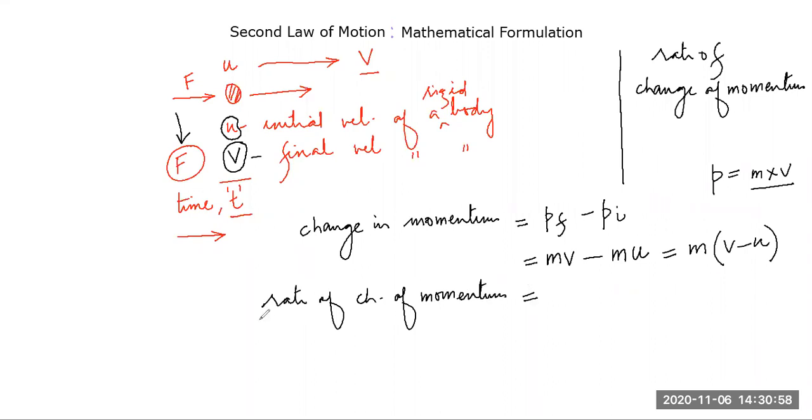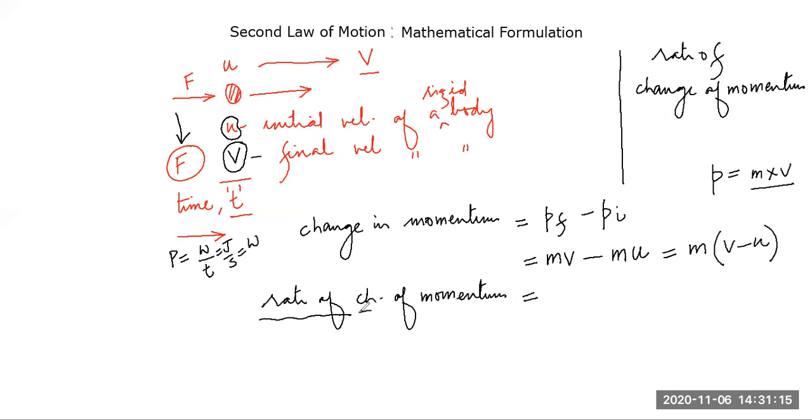Whenever this rate comes, like in power, the rate was there. Power is rate of doing work. What is rate of doing work? Work done divided by time. That is joule by second. This is known as what? Rate of change of momentum.